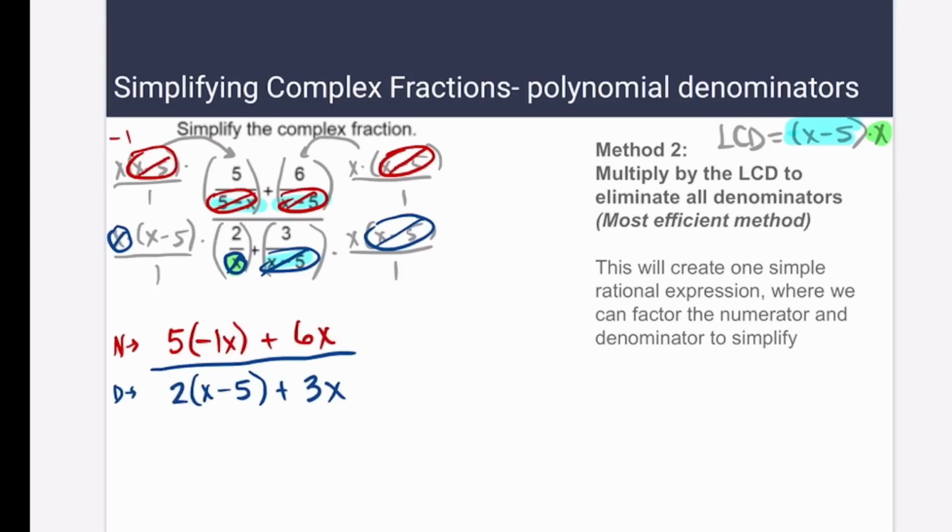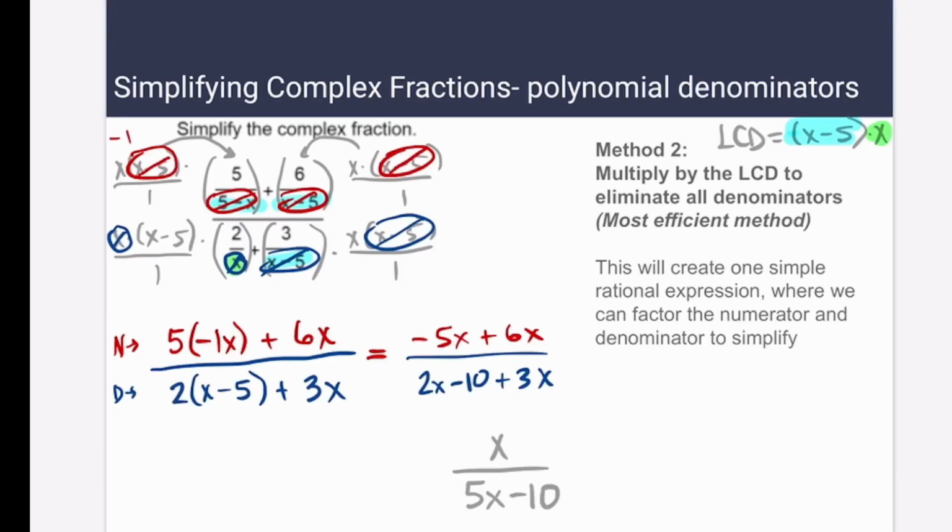And now we can put pieces together. We have negative 5x plus 6x in our numerator. Our denominator is 2x minus 10 plus 3x. So we get 1x over 5x minus 10.